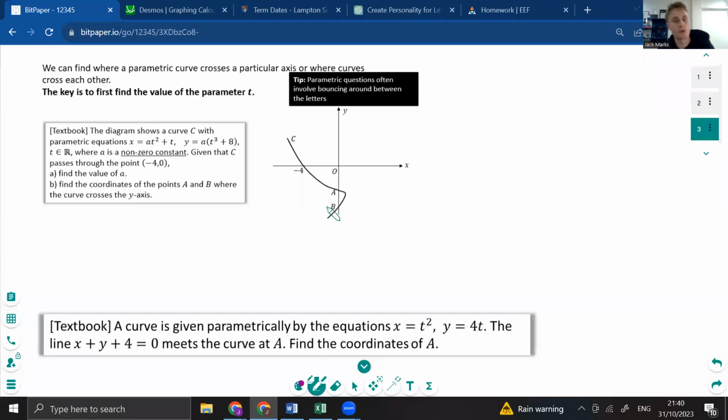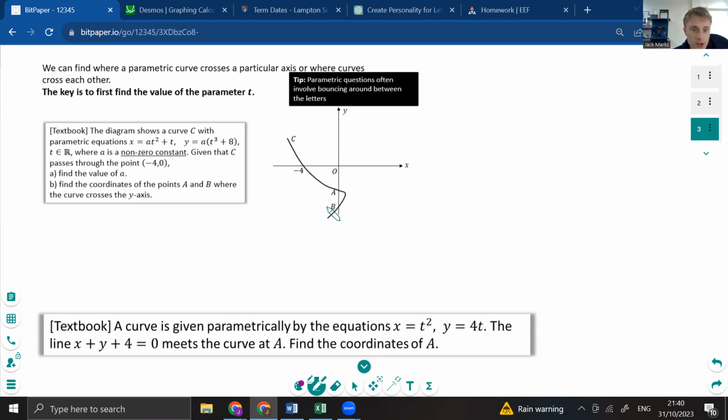Okay, so we're having to go at points of intersection. So this is a bit like simultaneous equations. However, with parametrics, it's going to look a little bit different. We're going to be substituting, yes. However, we're going to be substituting typically more than once. So let's take a look at this.